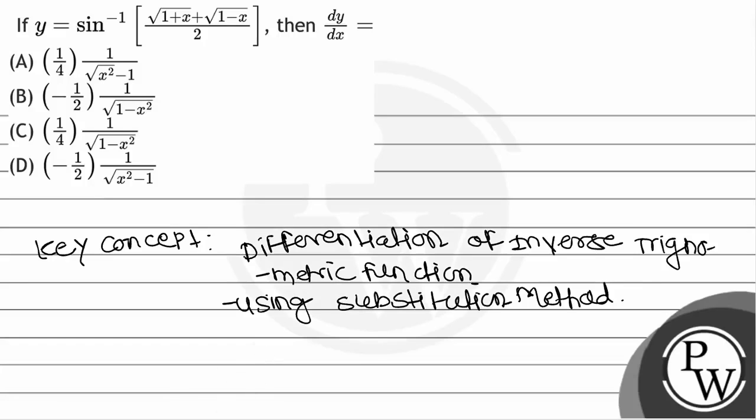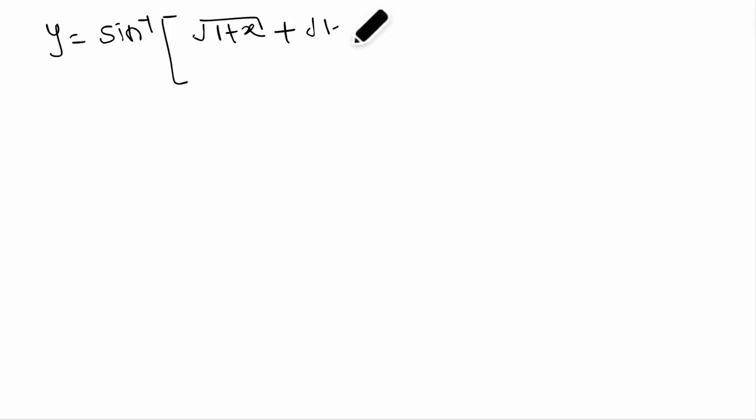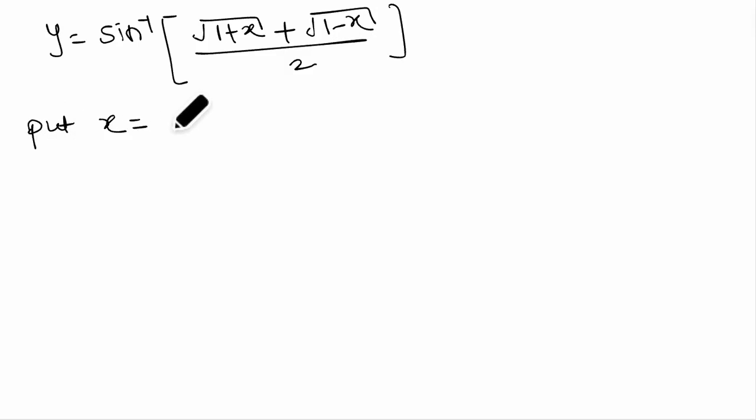plus root of 1 minus x, whole divided by 2, bracket close. So we have to find the derivative of this function, right? So what can we do here, guys? We just substitute, put x equal to cos theta. So what will be the theta? Theta value will be cos inverse of x.